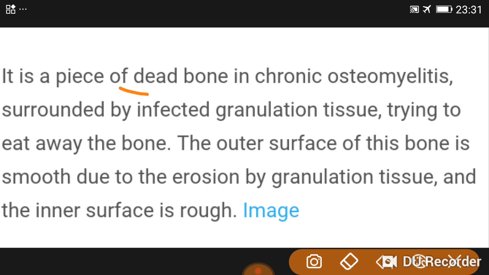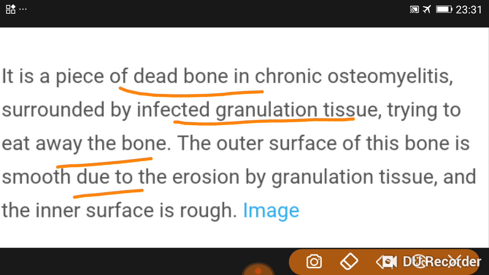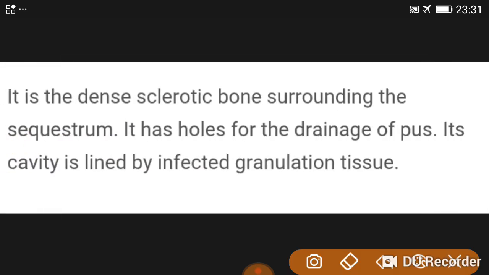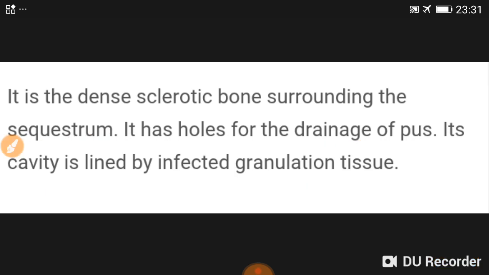Sequestrum is a piece of dead bone, as I told, in chronic osteomyelitis, surrounded by infected granulation tissue trying to eat away the bone. The outer surface of this bone is smooth due to erosion by granulation tissue, and the inner surface is rough. Involucrum is a dense sclerotic bone surrounding the sequestrum. It has holes for drainage of pus, and its cavity is lined by infected granulation tissue.